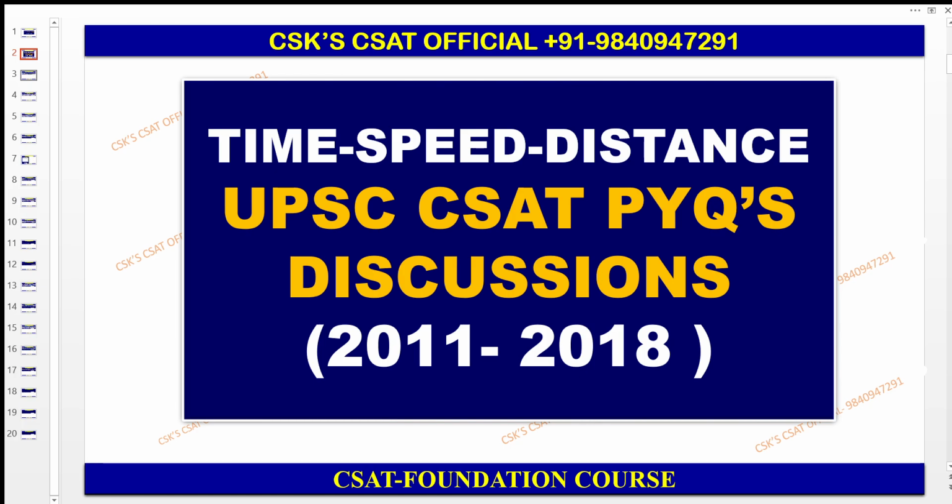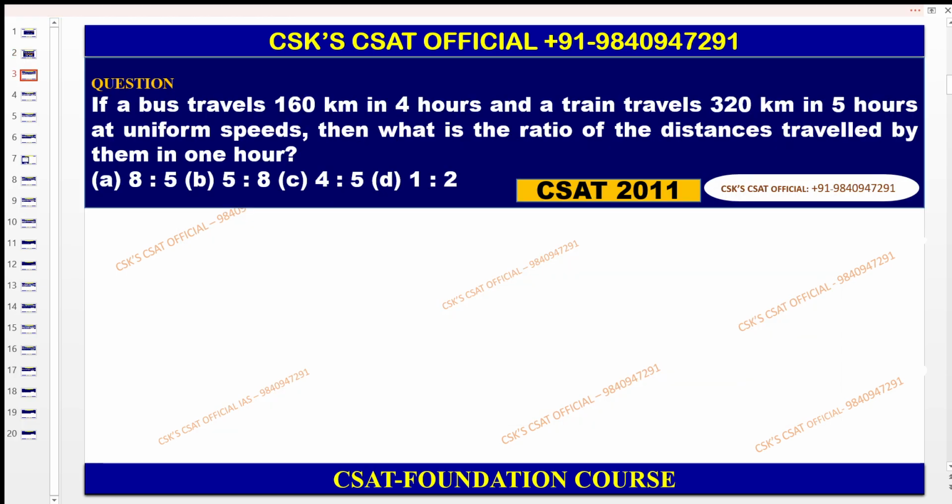The first question here is: if a bus travels 160 km in 4 hours and a train travels 320 km in 5 hours at uniform speed, then what is the ratio of the distance traveled by them in 1 hour? In 1 hour. Okay. The first thing here is you need to take the data. So that is given.